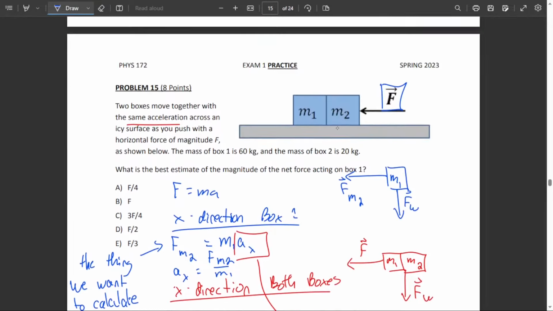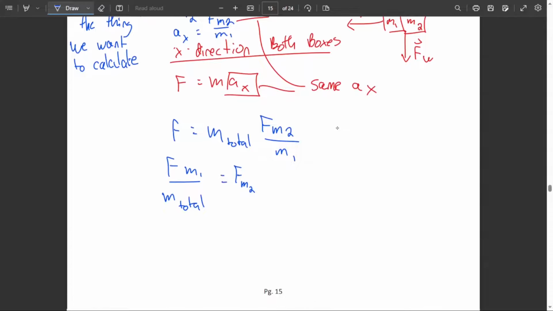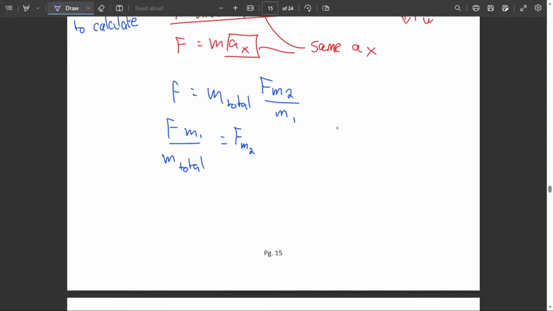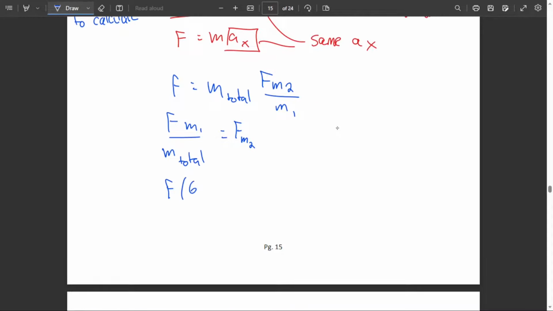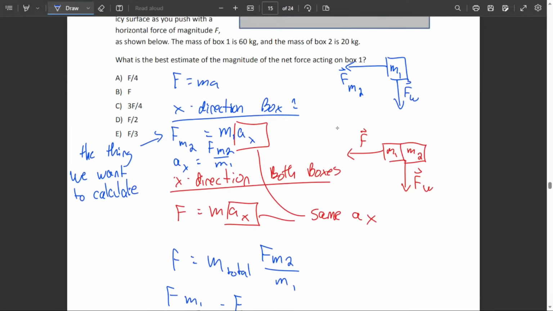Look back at our question. Box 1 is 60 kilograms, box 2 is 20, so the total mass is 80. So we get F times 60 over 80. So that is 3/4 F. So our answer is C.